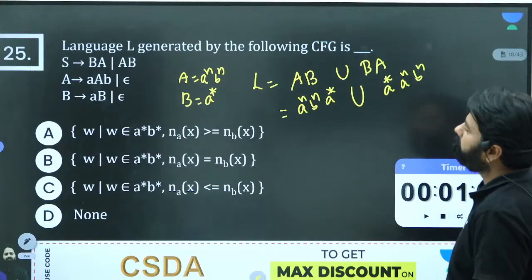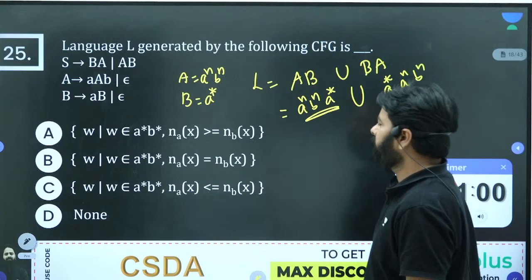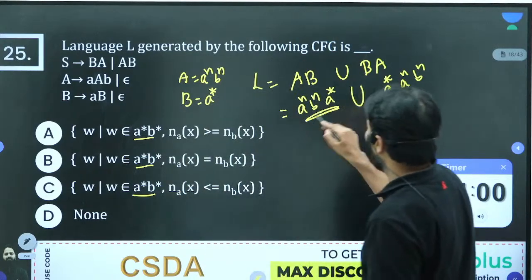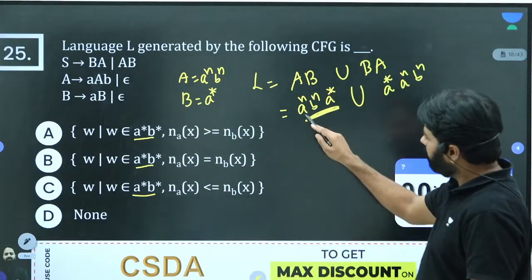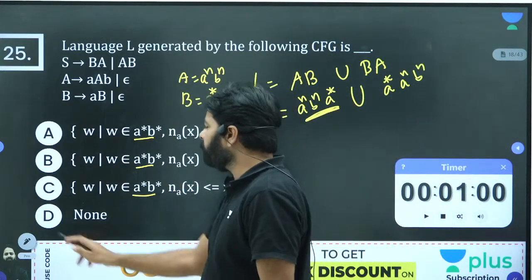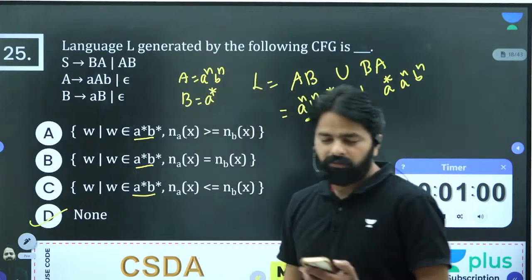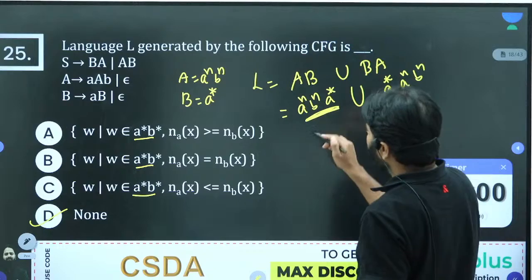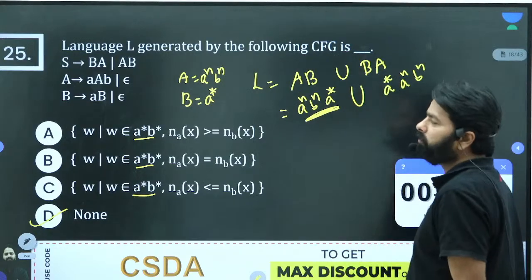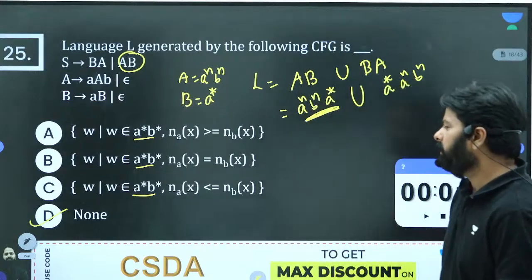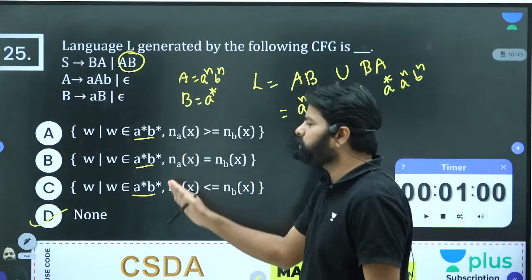Now how can you answer this with this one? Is it matching with any of these? W belongs to A star, B star only. But here W can generate A's after B's also. So here any of these three is not possible, so you should go to none of these. Understand the concept. Here the string with A's even after B's is possible because of this production AB. So you should not choose option A, B, C.